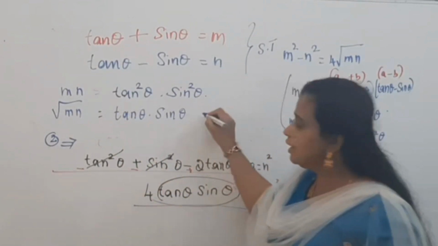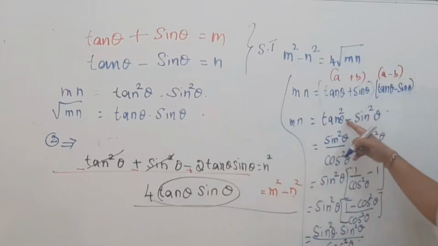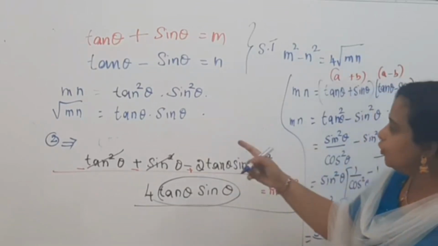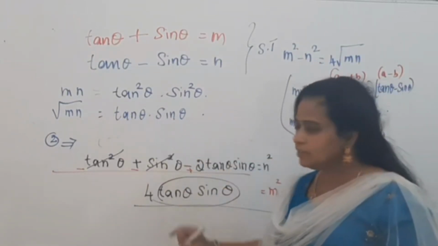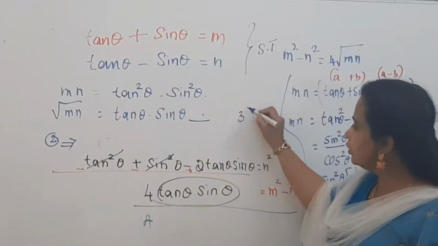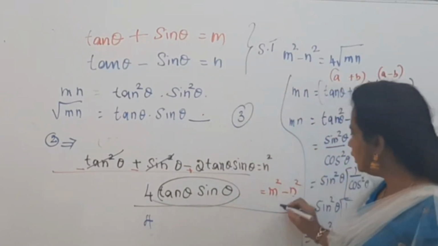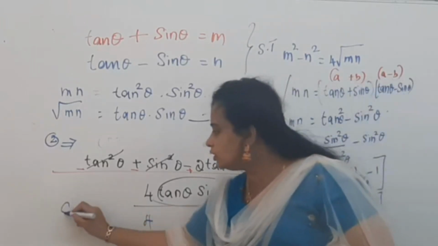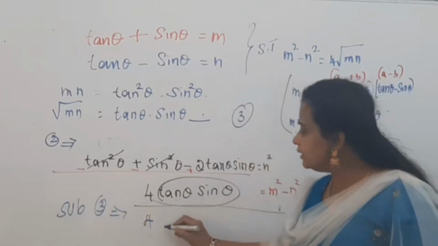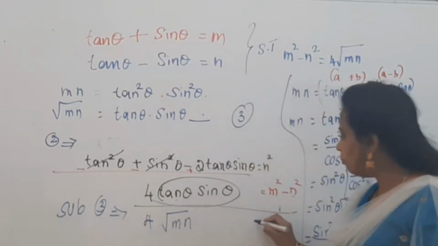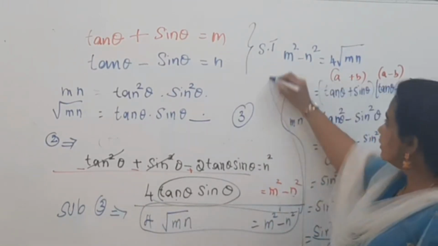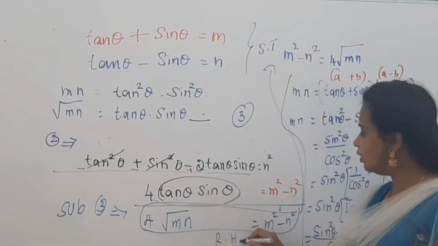Hope you understand my point. So I removed the minus and made it a multiplication. So what is tan theta sin theta? You must have understood by this time. This is my third equation. So substitute third here in this. Substitute 3 here. So that implies 4 into tan theta sin theta is square root of mn, which is equal to m square minus n square, which is my right hand side. So I proved that LHS is equal to RHS.